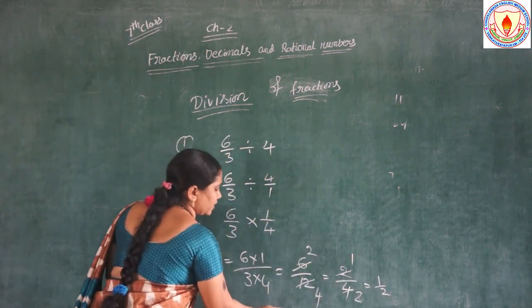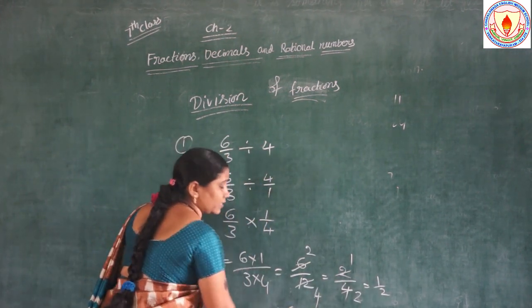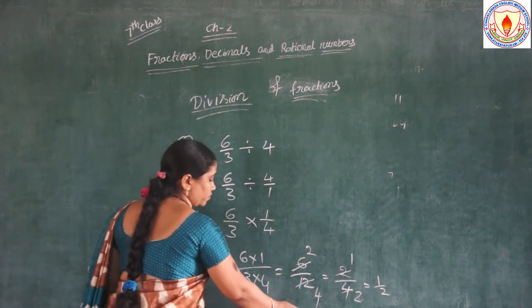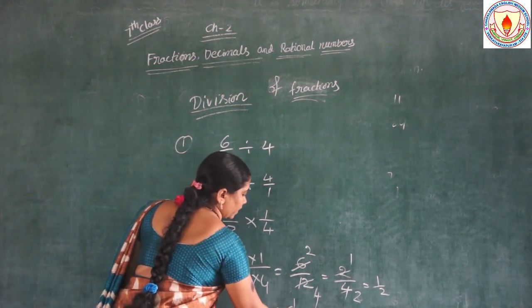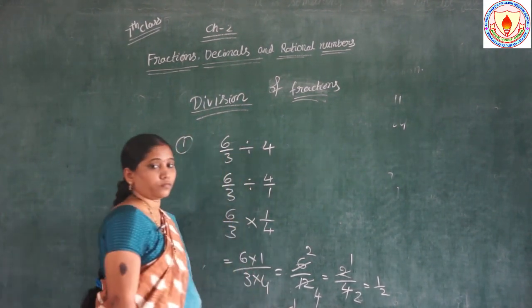No madam, can we directly cancel 6/12 in the 6 table? Yes, you can. 6 table 1 time, 2 times, 1/2. So this is the division of fractions. This is the end of the section. Thank you.